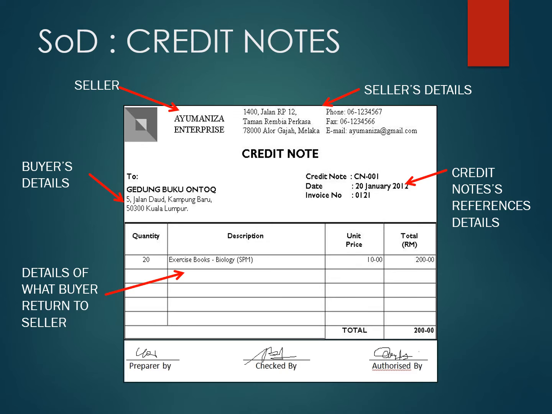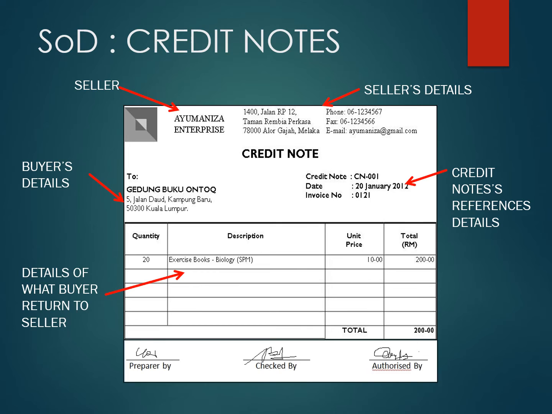Moving on, for the source document credit notes, again, it's more or less the same as an invoice, but with the credit note title. Again, at the top of the document is the seller and the seller details, and then you have the buyer or the customer details, and the details written by the buyer, and the signatures of prepared by, checked by and authorized by. If generated by computer, these signatures are not required.